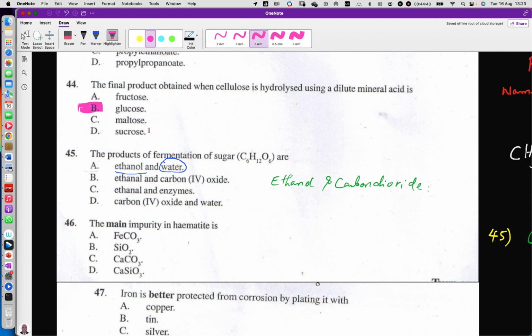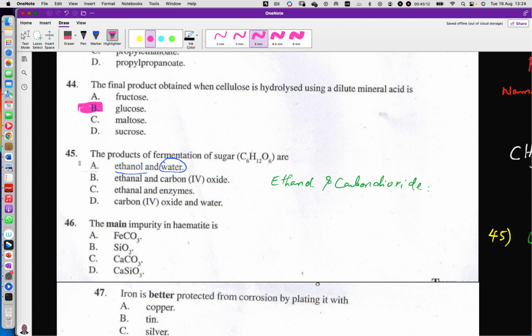We cannot have maltose. Maltose is a disaccharide. Glucose is a monosaccharide. So when a disaccharide is broken down, we'll have a monosaccharide. Maltose is a disaccharide. Sucrose is a disaccharide. So 45.